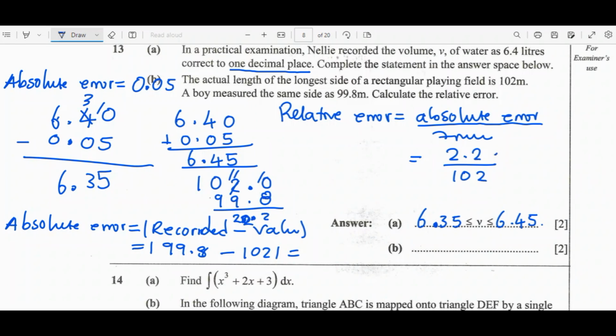So we can now multiply by 10, also multiply by 10, giving us 22 over 1020. So if we reduce, 2 here is 11, 2 here is 510, 11 over 510 as our final answer.